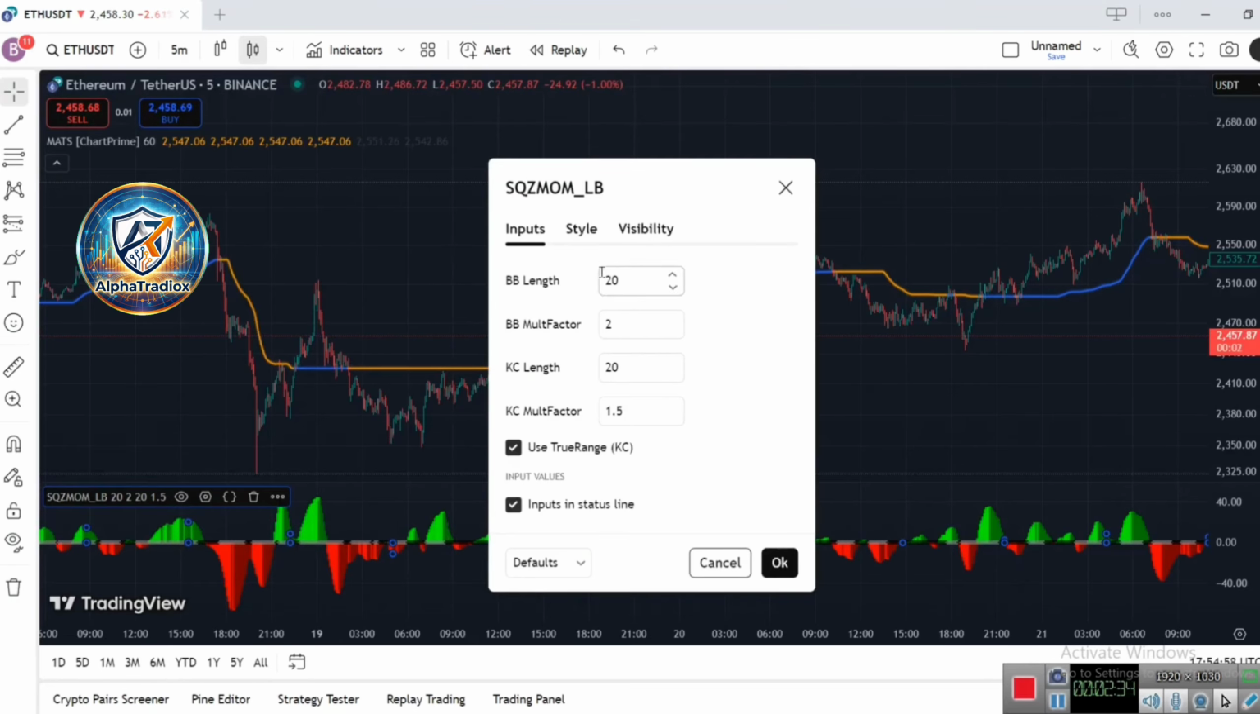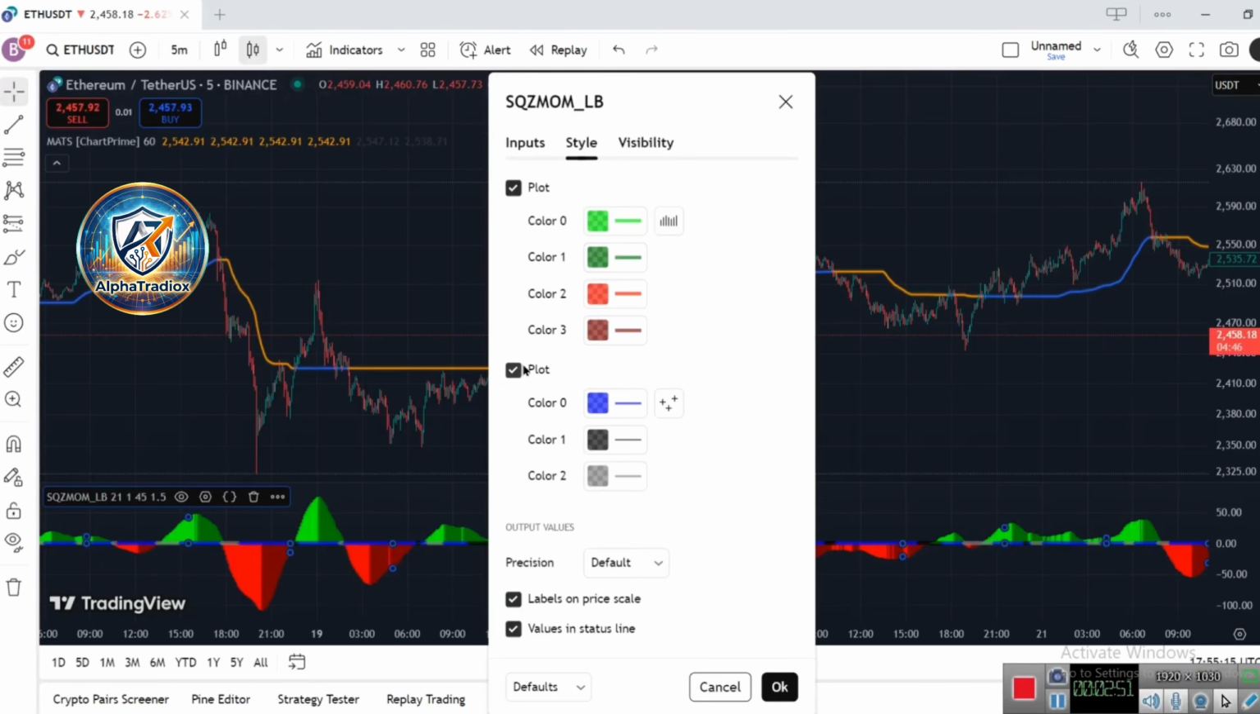Okay, I'll explain this part slowly so you can understand. Set BB length to 21. Set BB multiple factor to 1. Set KC length to 45, and don't touch anything below. Now go to the third section, the Style tab, uncheck the second plot.